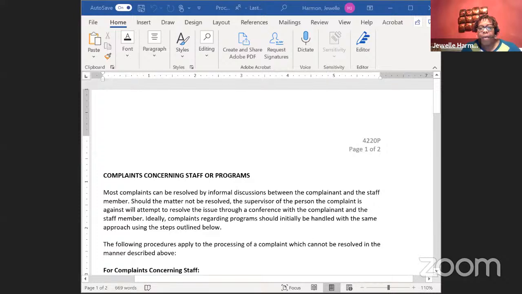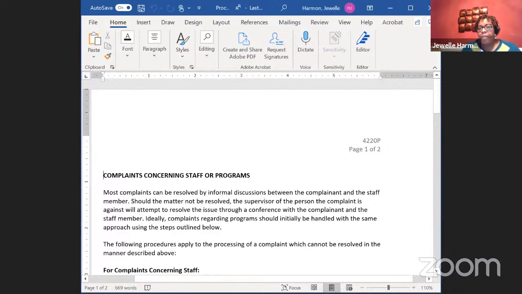And so last but not least, I will share my screen. What I provided to you all was what was formerly 4312P and is now 4220P to align with WASDA model policy. We had a KSD numbering of 4312. The WASDA model policy number for complaints against employees or staff is 4220. And so we have updated that in policy, and we're working through procedure.